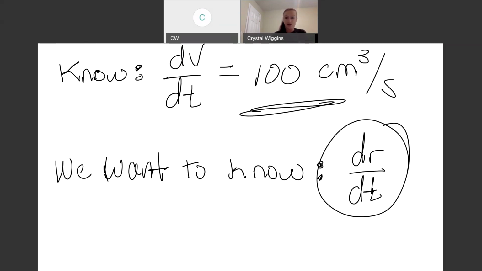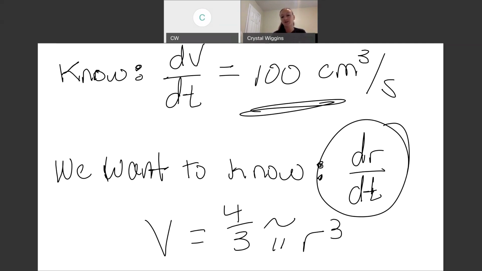So what else do we know about spheres as they are growing, as the volume is growing? Well, we know that the volume of a sphere, which we derived once we learned implicit differentiation, is equal to 4/3 pi r cubed. That is the volume formula for a sphere. So it makes sense that this is where we should start if we're working with a geometrical object whose volume is increasing. It makes sense to use the volume formula of that object.